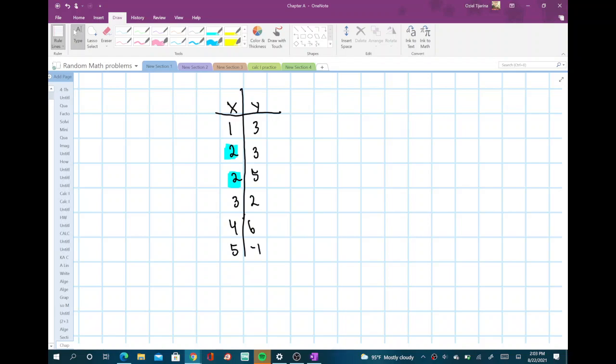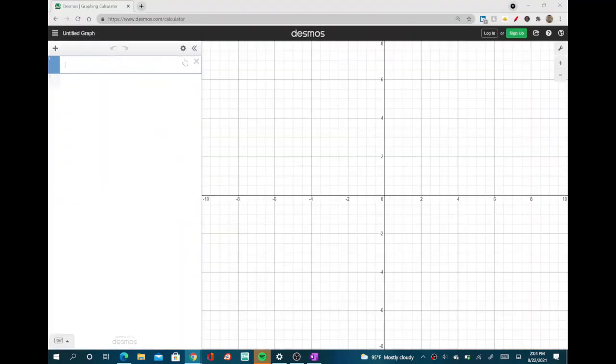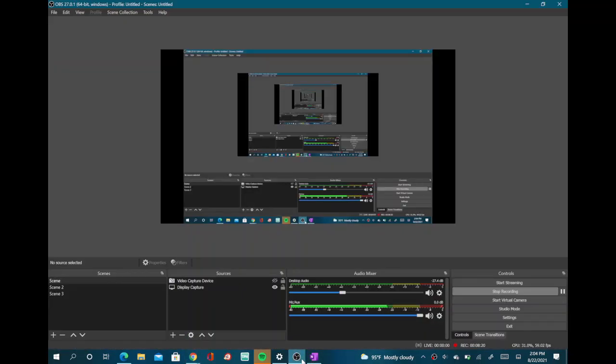let me go on Desmos really quick, just so you guys can understand how this looks. And this might be review for some of y'all, because I'm pretty sure that if you did take intermediate algebra or beginning algebra, you may have studied this. So let's go ahead and just plot the points, right?